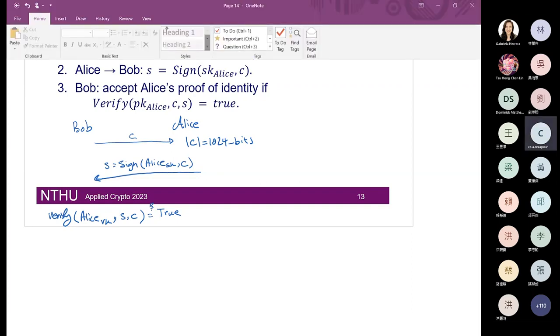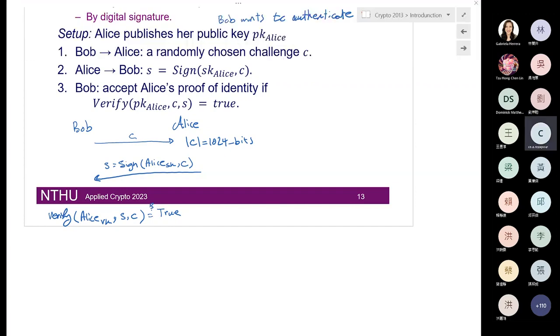Any opinions? So let me repeat it one more time very quickly. Bob wants to authenticate Alice. We know that Alice has some verification key and a signature key, the public key cryptography, that she published her verification key. So everybody, including Bob, knows Alice's verification key.